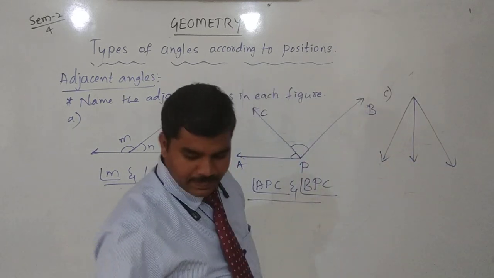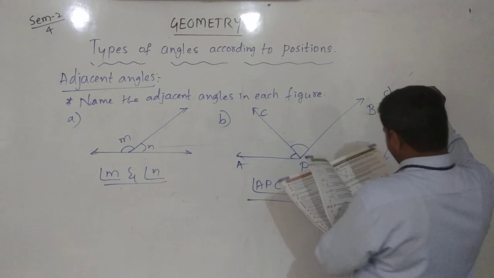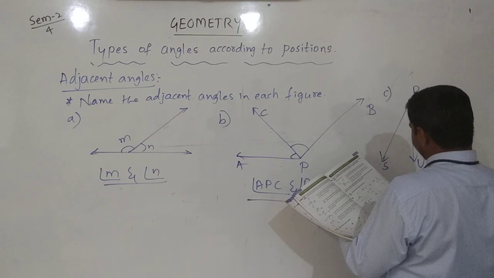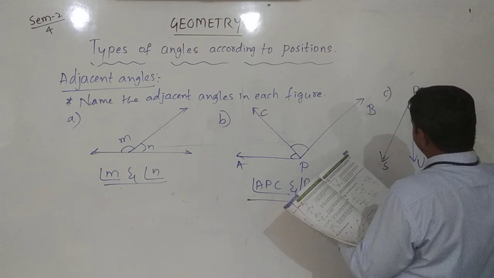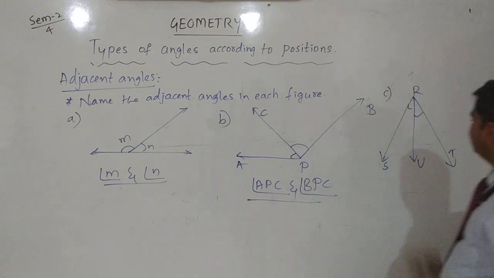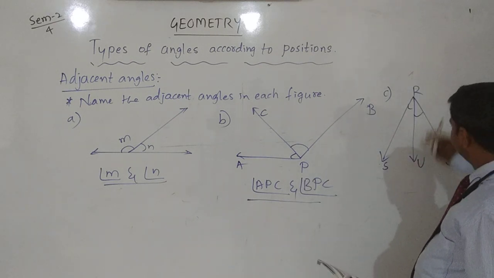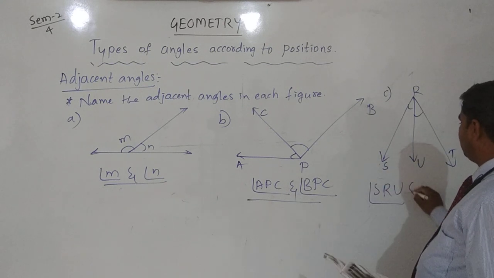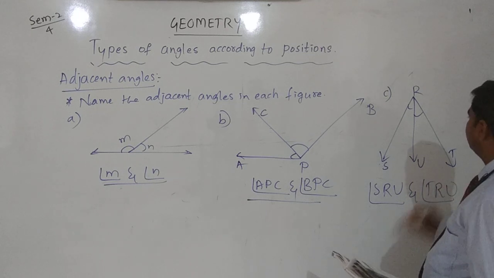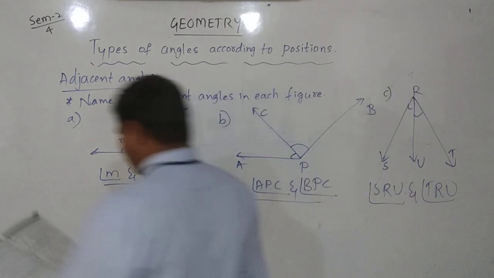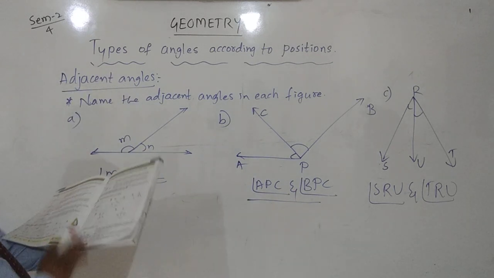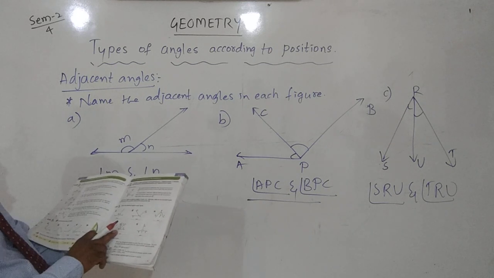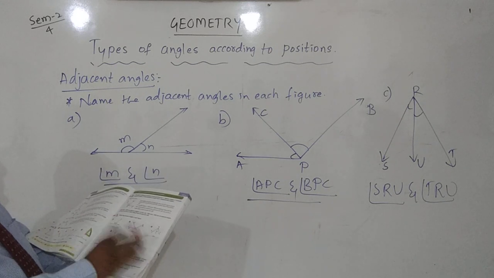This is the figure having adjacent angles at R, S, U, T. Which are the adjacent angles here? Angle SRU and URT, or TRU. Angle SRU and TRU are the adjacent angles. B and E you can find very easily. M, N, T, P are there. Yes, you can find the adjacent angles at N and Y also. Yes, these two you can find.